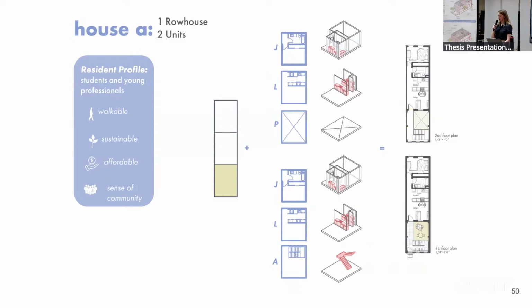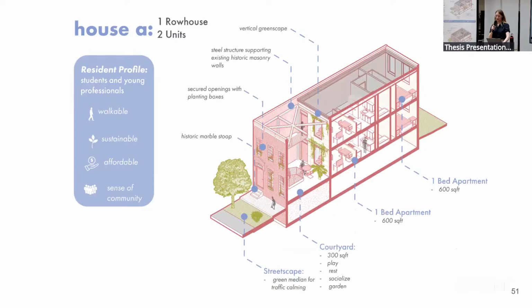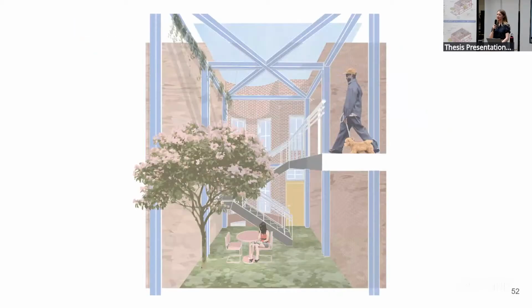Looking at case study house A, this is a single row house that is broken up into 2 units with a front courtyard for gathering space. This space is ideal for students as they're both 600 square feet, 1-bedroom apartments with a shared front courtyard for interacting, as well as additional greenery on the streetscape to create a calmer street experience. It also includes a new steel structure in the courtyard to support the existing historic masonry walls. And looking within the courtyard, it can create an oasis within the city.